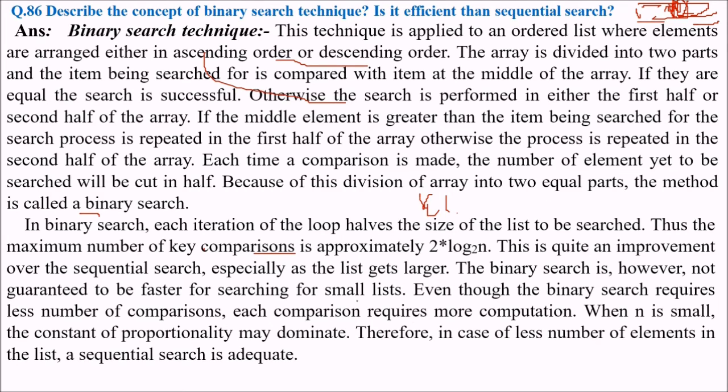Binary search, however, does not guarantee to be faster for searching a small list. You could apply quick sort, and it would give a better result. Even though binary search requires fewer comparisons, each comparison requires more computation. So when n is small, the constant of proportionality may dominate. Therefore, in the case of a small number of elements in the list, sequential search is adequate.